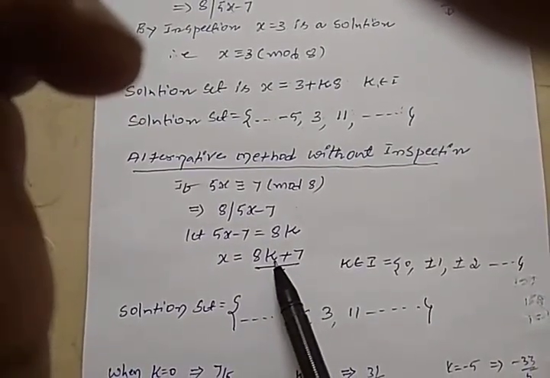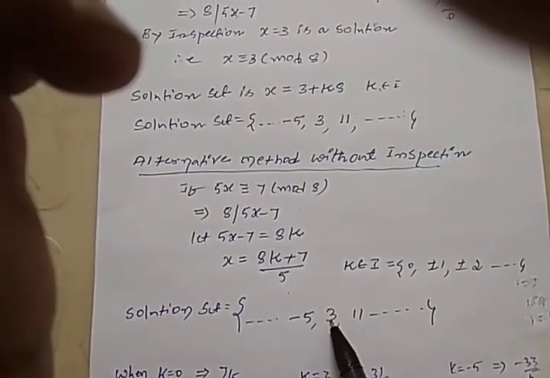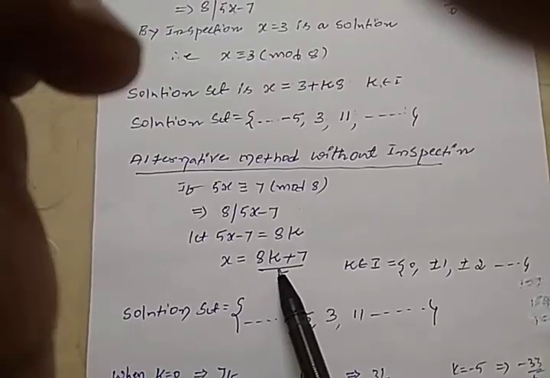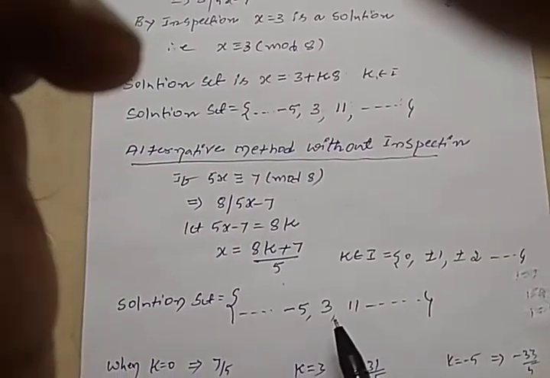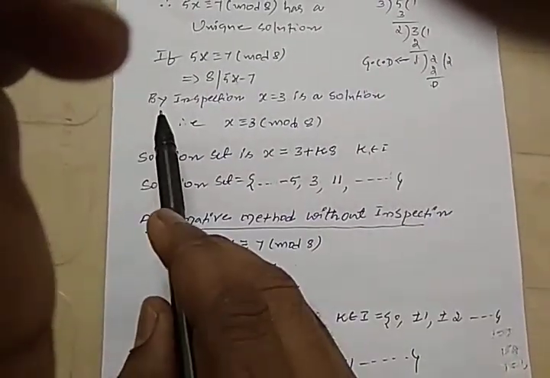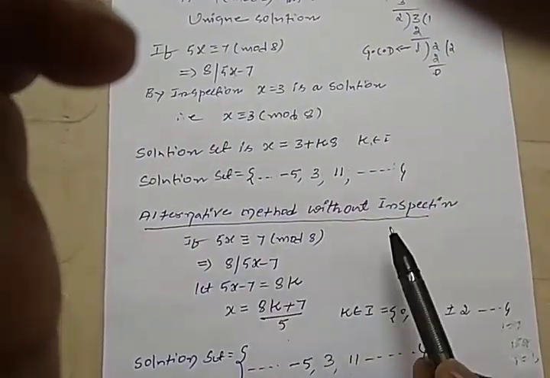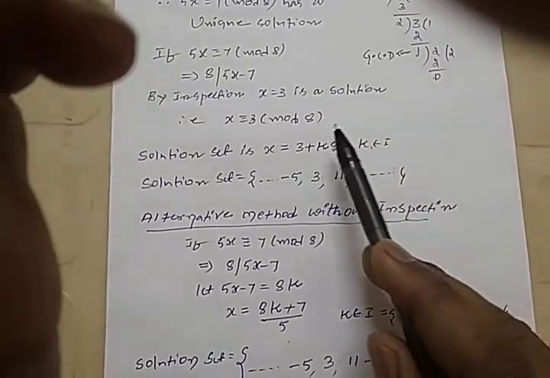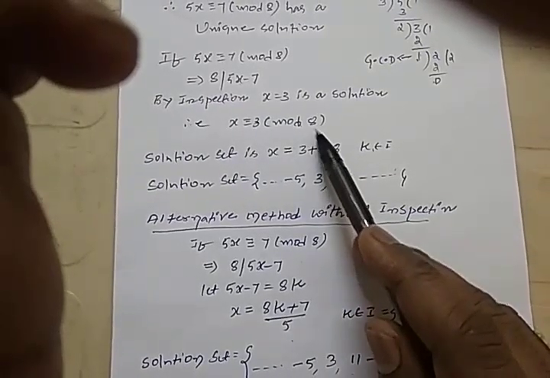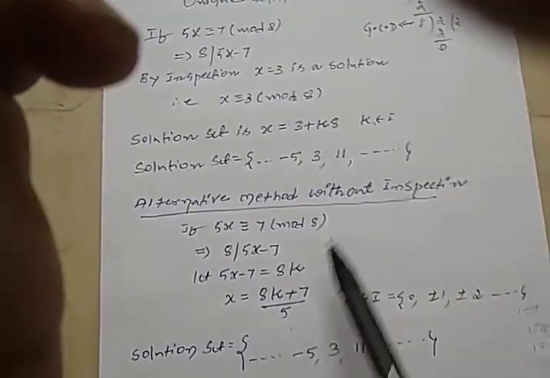If you replace k equal to 1, you will get 15, and 15 divided by 5 is 3. Like this, substitute 2, minus 2, 3, minus 3, and you will get integers. This is the solution set. That means you can find the solution and the solution set by the inspection method, or by the alternative method, without inspection. If the mod value is very small, we can prefer the inspection method. If the mod value is a big quantity, it is better to go for this method.